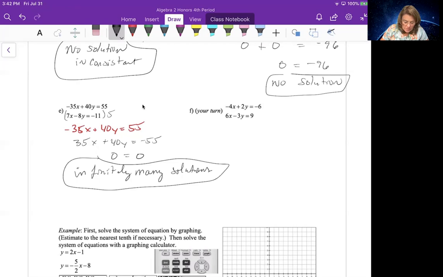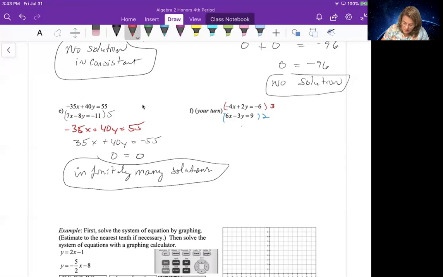Okay, so if I'm trying to do this by elimination, I will have to multiply both equations by something. I'm going to look at my x components, or my integers in front of x. I have a negative 4 and a 6, and the least common multiple of 4 and 6 is 12. So I'm going to multiply the top equation by 3, and I'm going to multiply the bottom equation by 2, and then I will solve.